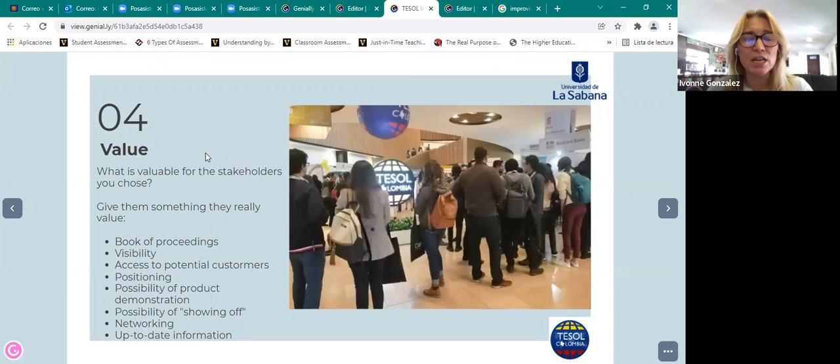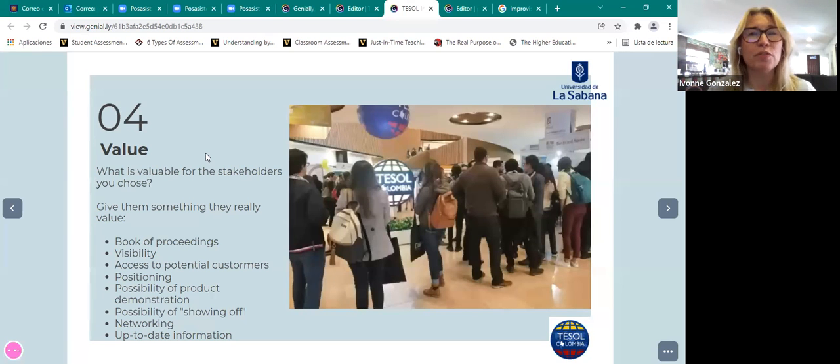Why? Because when you make that analysis, you have to come up with the list of what it is that they expect your association to offer them, to give them. Because we have to give them something they really value. So for example, when you're talking about researchers or professors, they are really interested in the book of proceedings because they want to see their papers, their presentations in a book. I mean, in a digital book, but anyway, they want to see that as a product of their work.